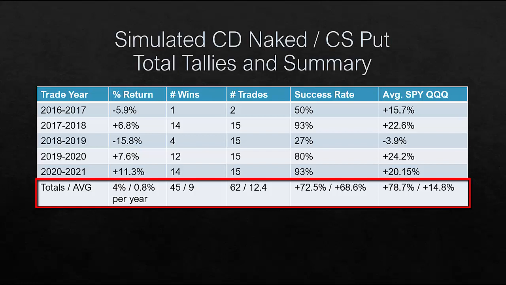If we just add up the success rates and divide by 5, we only see a success rate of 68.6%. That also is skewed because the first cycle only had 2 trades and one of them was a loss. And of course, we saw the devastating 2018 to 2019 27% success rate. Again, we see the average return for SPY and QQQ combined, 78% total over the 5 years, or an average of 14.8% per year.